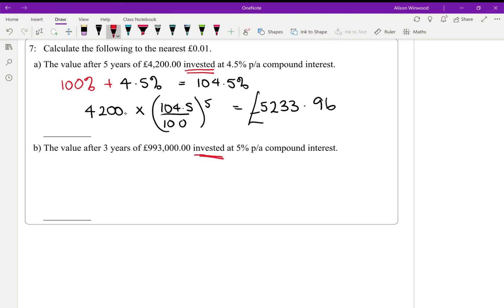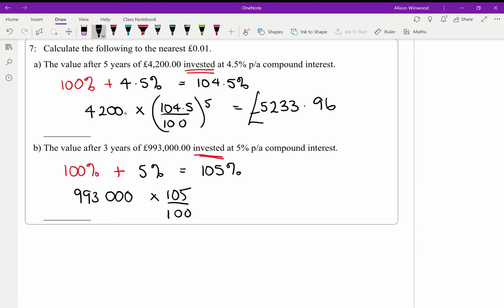Another investment, so another addition. This time we go up to 105%, and we started with £993,000. And it's in there for 3 years. Giving us £1,149,521.63.